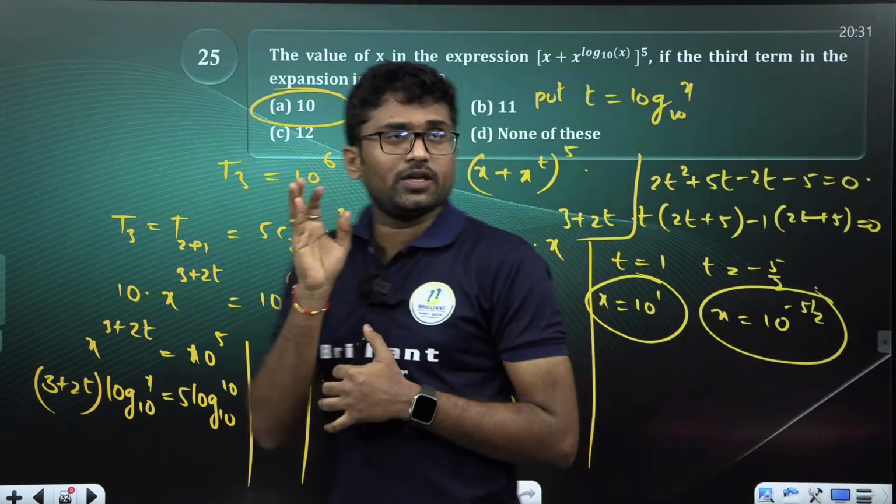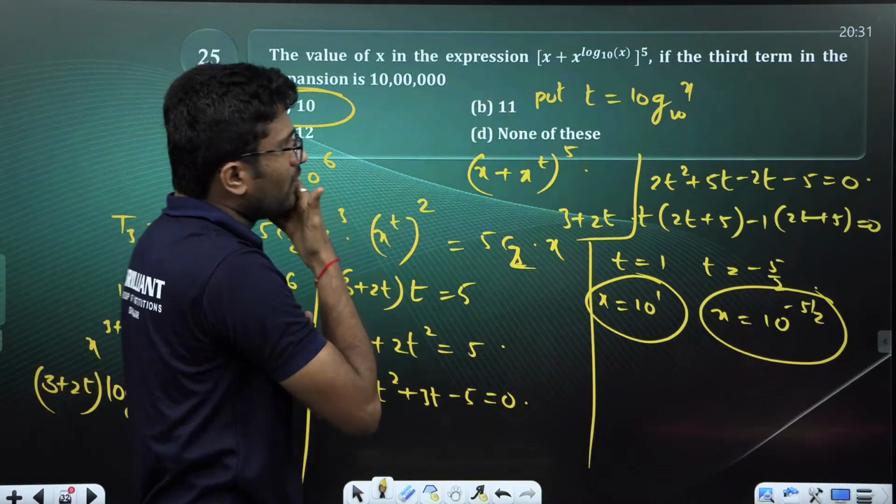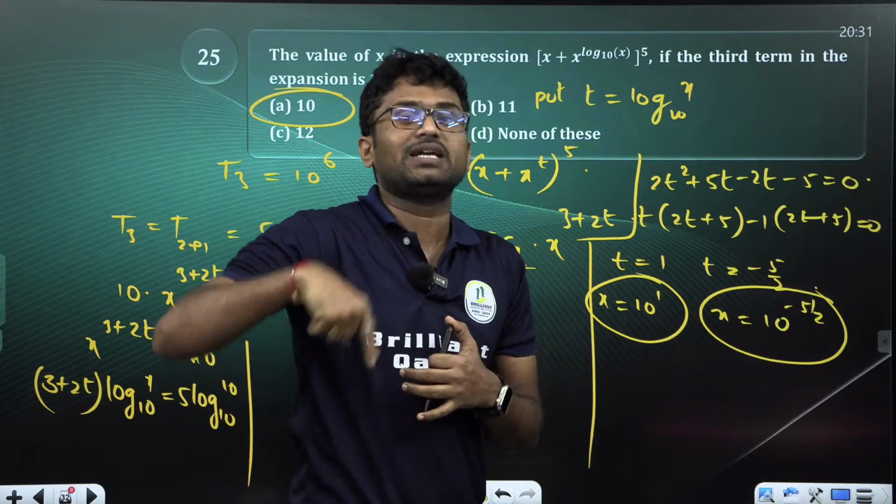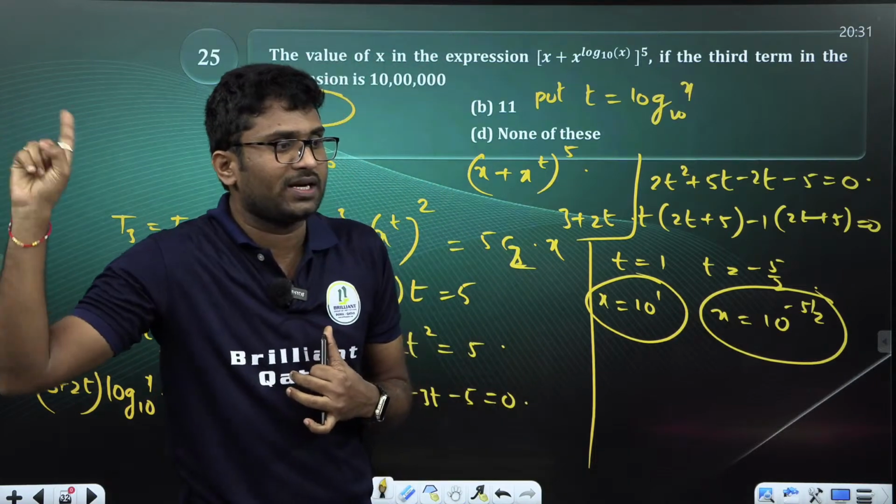So that's it. Whenever you come across a logarithm part, if it is in complex form, make the binomial simple, then try to expand it. Do not expand it directly.